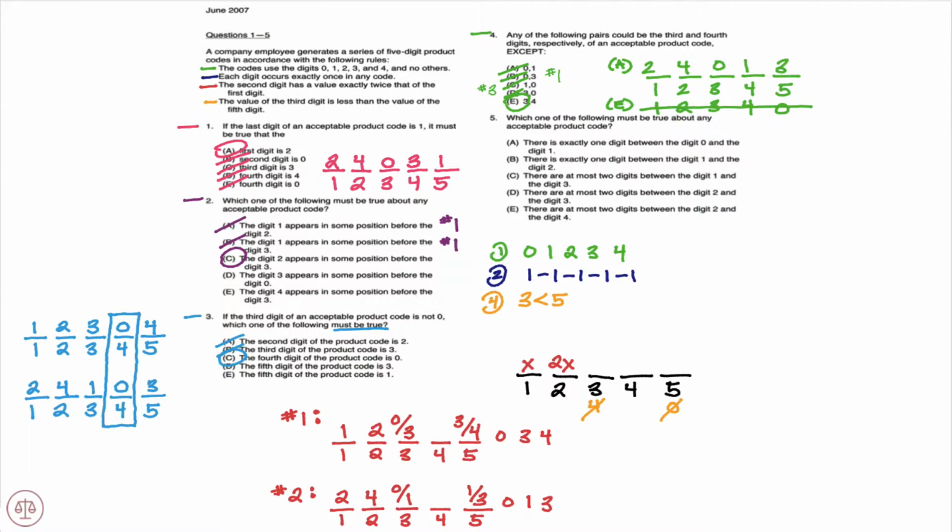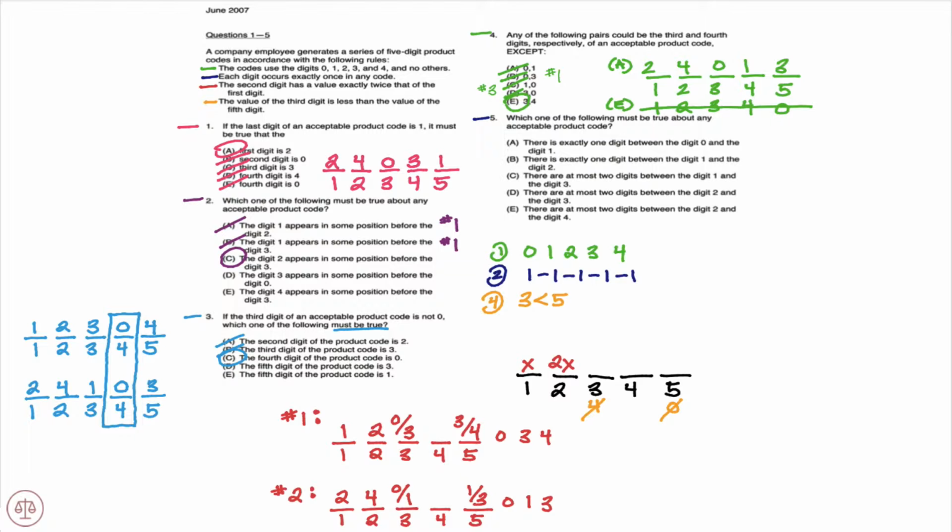And then turning our attention to the fifth and final question of the first game, which one of the following must be true about any acceptable product code? All right, so we're looking again for what must be true. A, there is exactly one digit between the 0 and the 1.